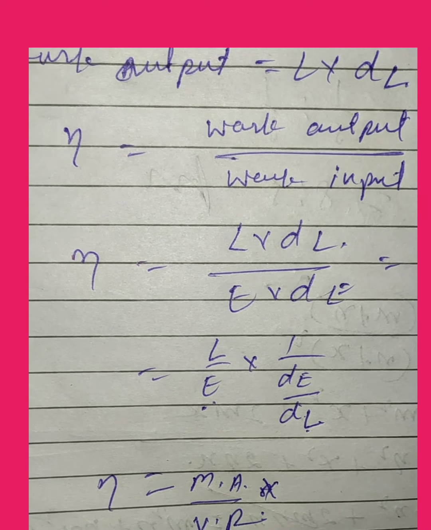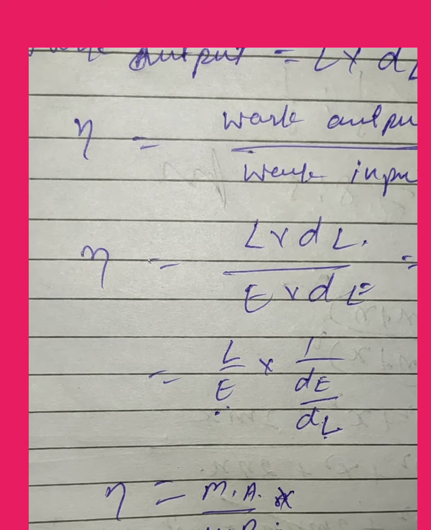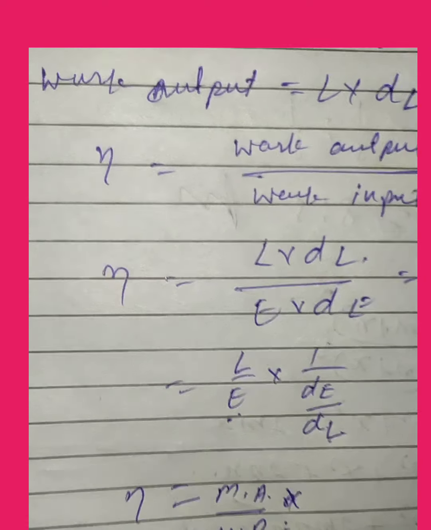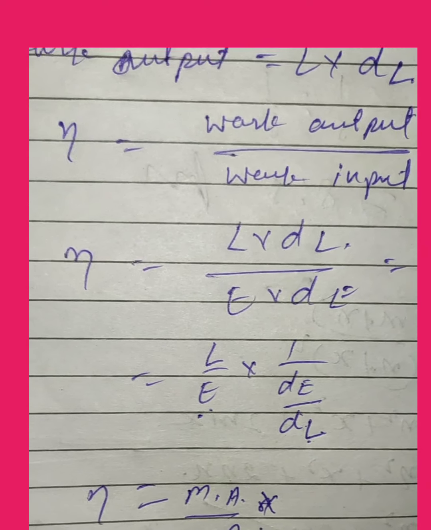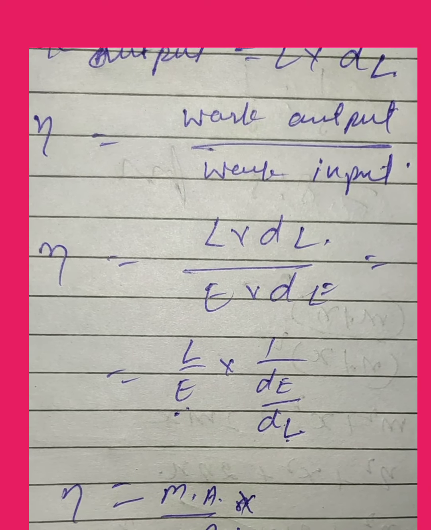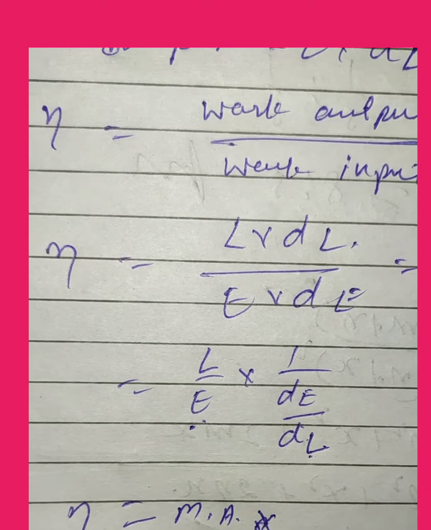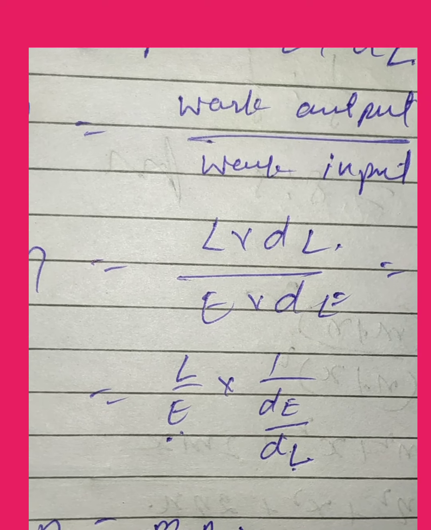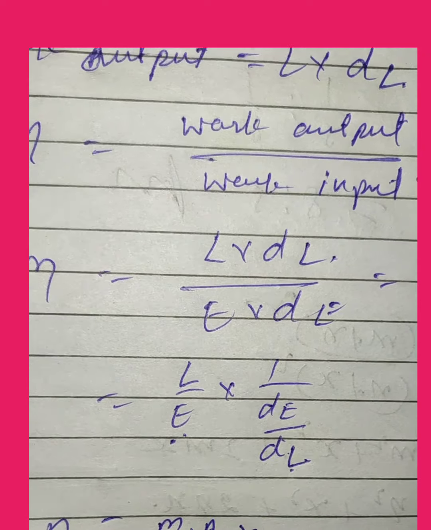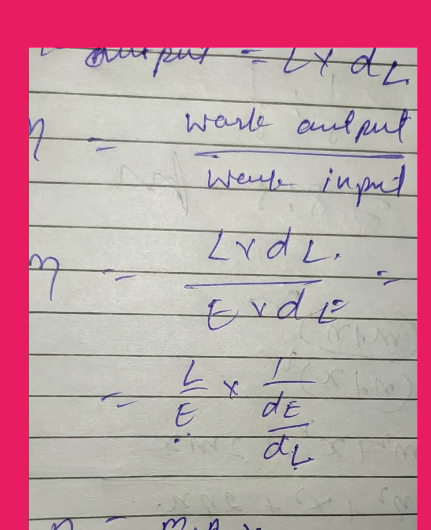So the mechanical advantage of a machine is equal to the product of its efficiency and the velocity ratio. Remember that for an ideal machine, work output is equal to work input, so the efficiency is equal to 1. But in actual practice, the efficiency for all practical machines is always less than 1. So now we will start the topic lever.